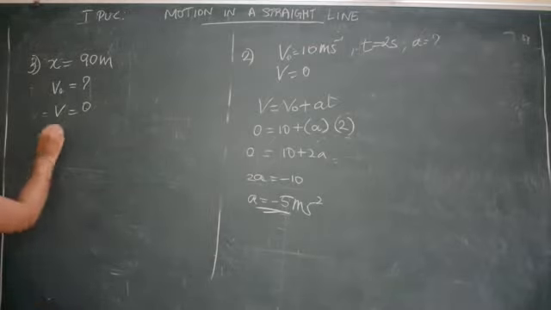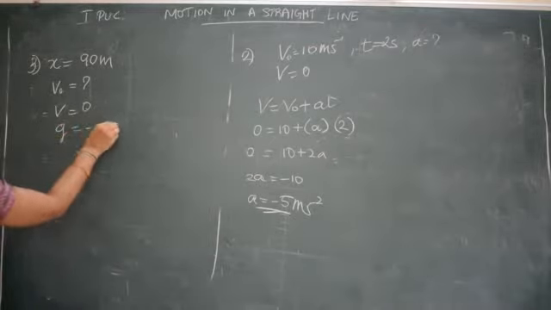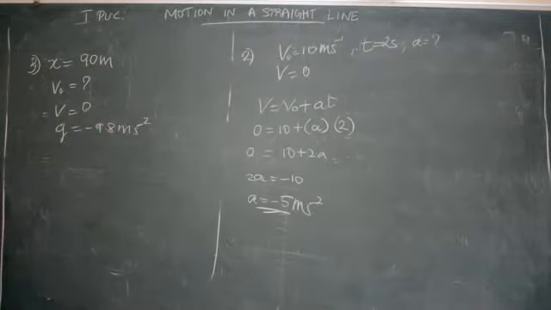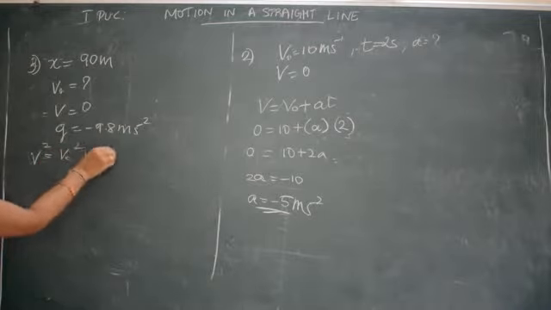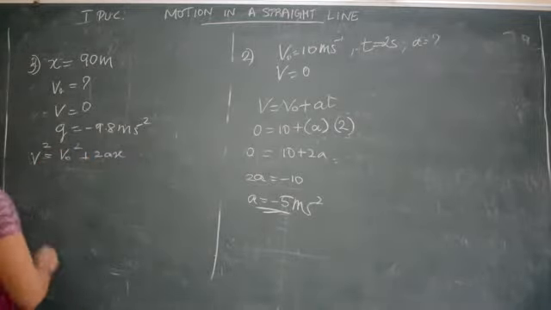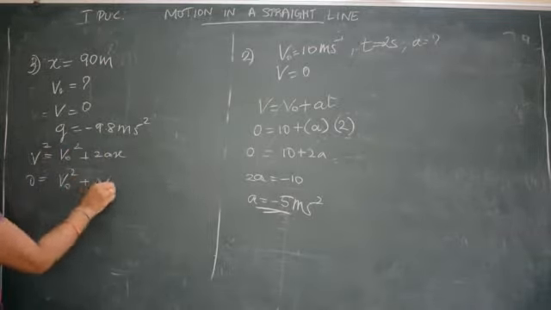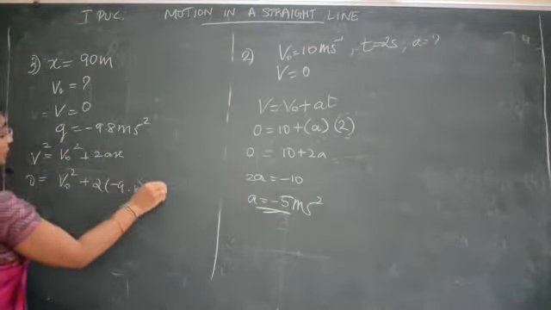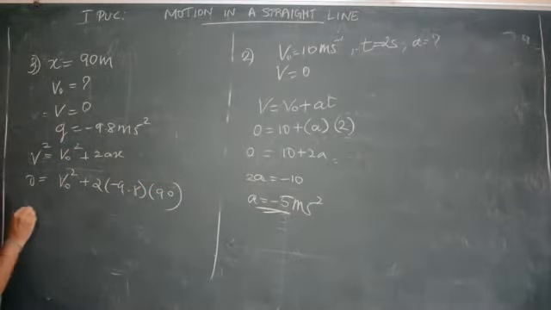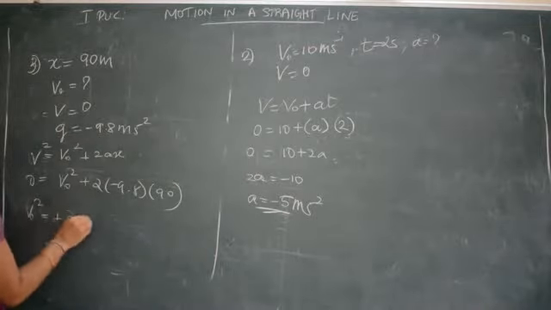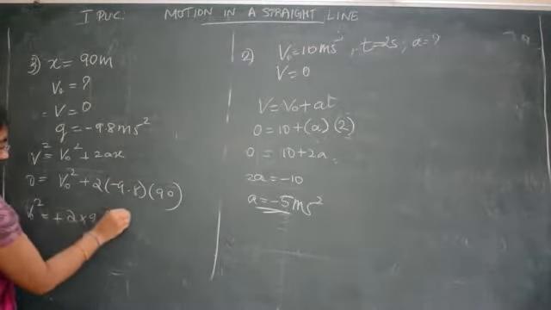We know acceleration is minus 9.8 meter per second square. Which formula can we use? V square is equal to V naught square plus 2AX. Correct? 0 is equal to V naught square plus 2 into minus 9.8 into 90. So V naught square is equal to plus 2 into 9.8 into 90.